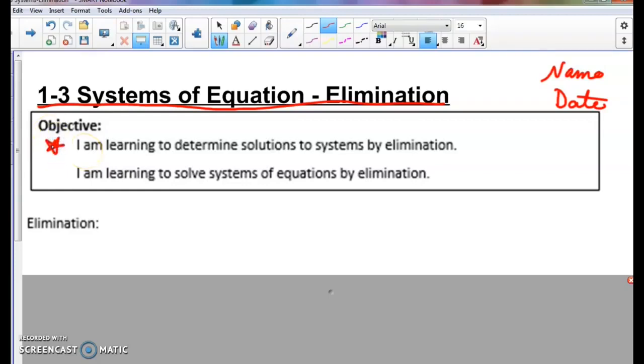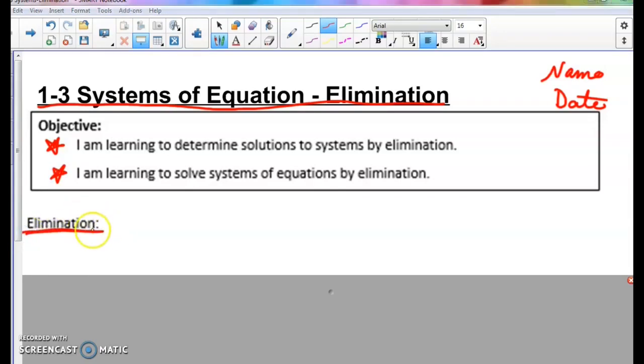I am learning to determine solutions to systems by elimination. And I am learning to solve systems of equations by elimination. Now we are going to start off with a real quick vocabulary. What does elimination mean for our systems?